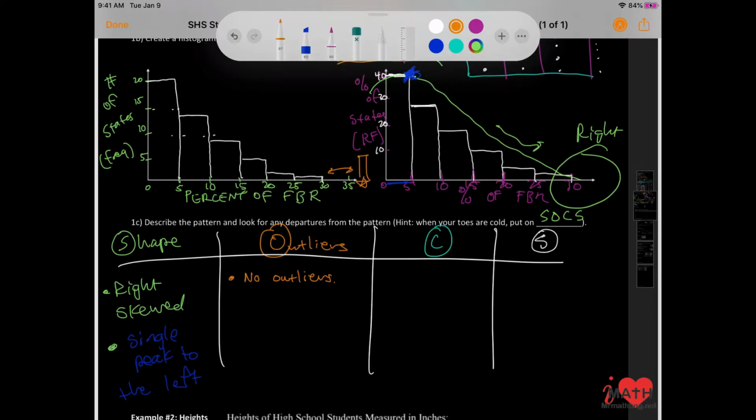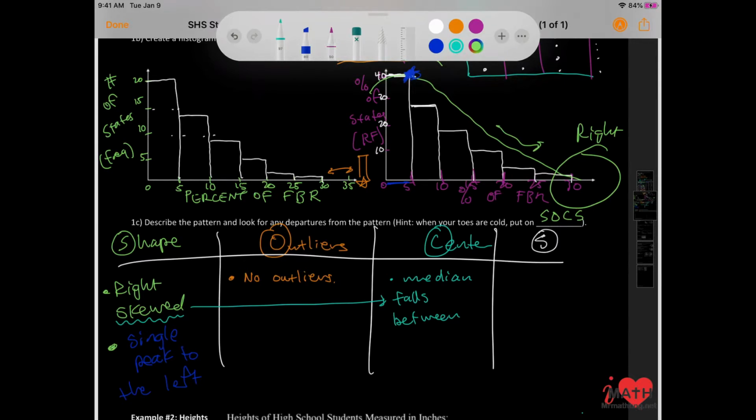Okay, what does C stand for? C is center. Okay, what's happening from our center? Remember, if you have something that's skewed, the best measure of center is your median. And we'll go over that later in another lesson, but the median falls between.